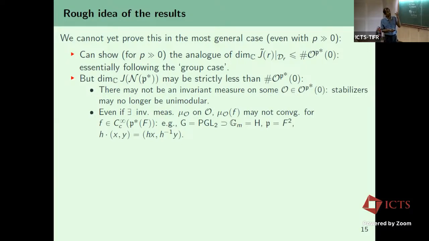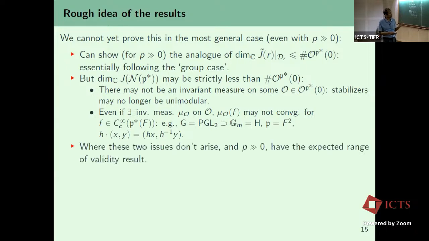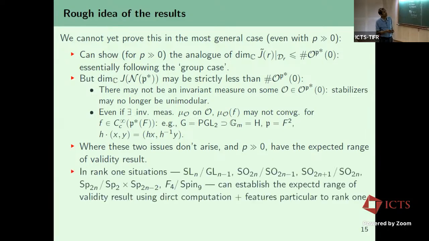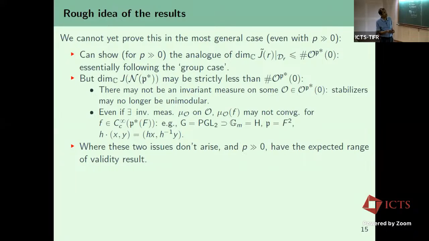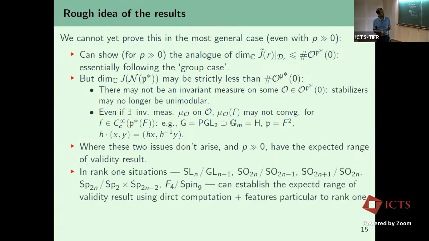That is, orbital integrals may not converge. Okay, so this is the second reason. When these two issues don't arise, and one has some sort of a table or classification of when these issues don't arise, and when p is far greater than 0, then we have the expected range of validity result.